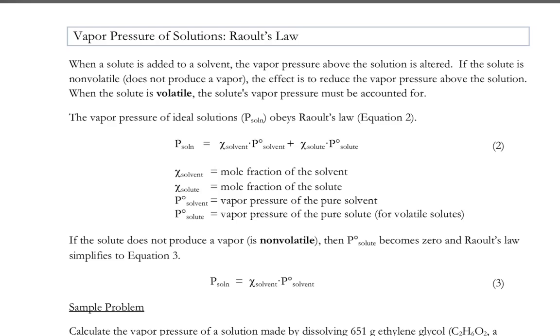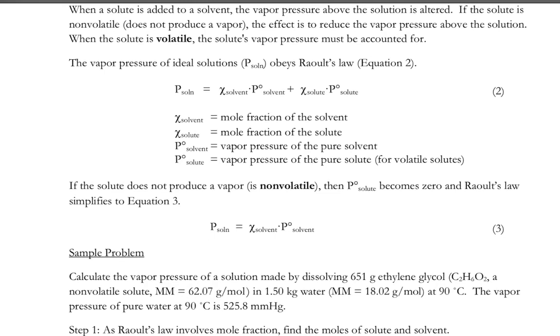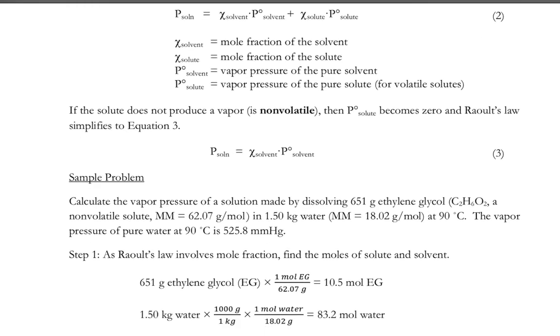Many solutes, like imagine sugar dissolved in water, many solutes have basically zero volatility, so their contribution to any kind of pressure is going to be negligible. If the solute does not produce a vapor, it is non-volatile, then P naught of the solute becomes zero, and Raoult's law simplifies to equation 3. P solution equals chi solvent times the P naught of the solvent. That's the more common version of the equation you will find you use.